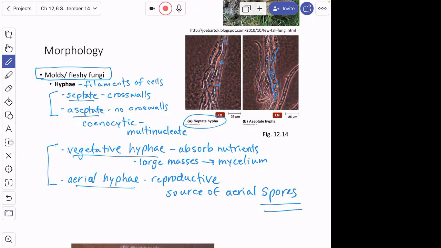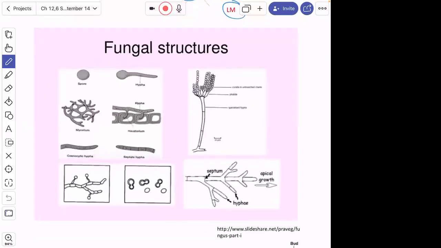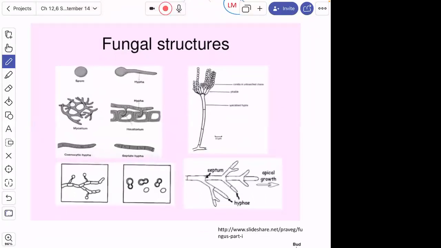I found this kind of nice little diagram in another source that just illustrates some of these fungal structures. Spore, here's a spore right here. And when that spore germinates, you can see that the hyphae over here just germinates from that spore in a filamentous fungi. When you have a big mass of those vegetative hyphae, we call that mycelium.